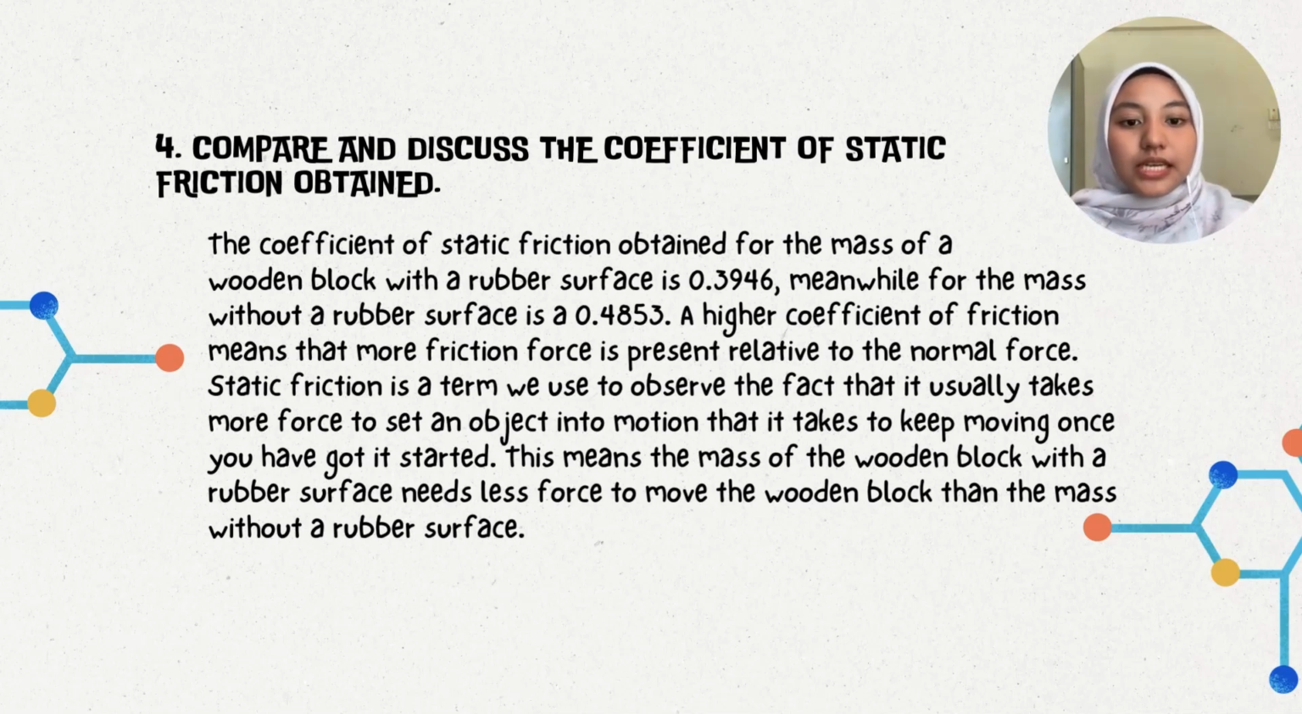Static friction is a term we use to observe the fact that it usually takes more force to set an object into motion than it takes to keep it moving once you have got it started. This means the wooden block with a rubber surface needs less force to move than the block without a rubber surface. Now we proceed with the questions.